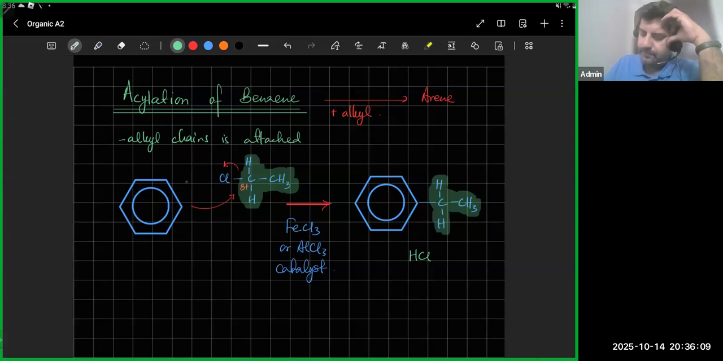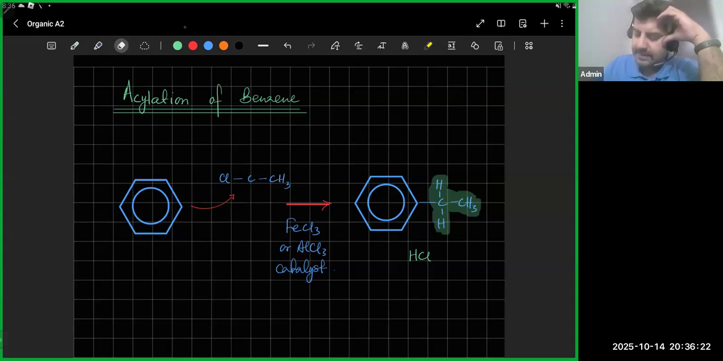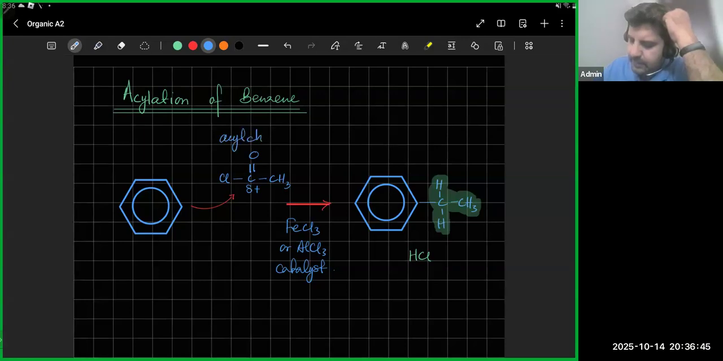It's not going to be an alkyl chain. This thing is not going to be produced. The difference is that it's a reaction with acyl chloride, and acyl chloride is this thing. It's got C double bond O. The carbon is partial positive. So it's like a carboxylic acid, but with C double bond O and Cl. This is called an acyl chloride.